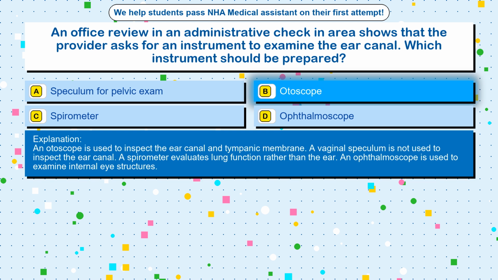An otoscope is used to inspect the ear canal and tympanic membrane. A vaginal speculum is not used to inspect the ear canal. A spirometer evaluates lung function rather than the ear. An ophthalmoscope is used to examine internal eye structures.